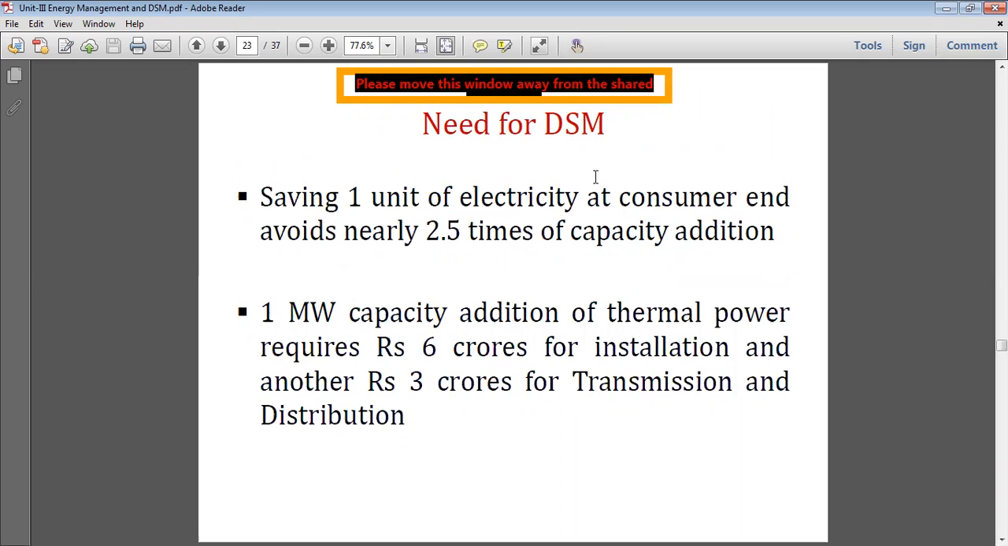Now, need of DSM: saving of 1 unit of electricity at the consumer end avoids nearly 2.5 times capacity addition. What does it mean? We came to know in the very first or second lecture of energy conservation and management, where we drew a flow chart, which says what the different losses are that take place from the coal handling plant to the power generation facilities.